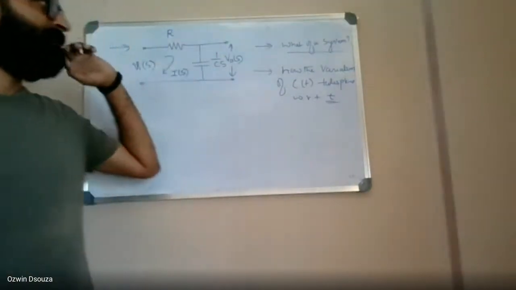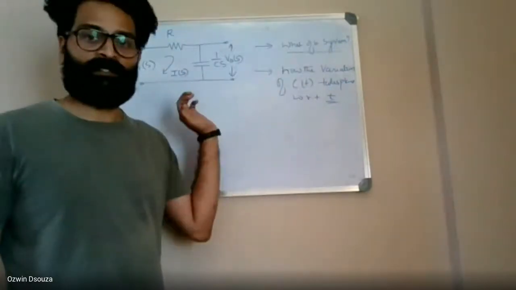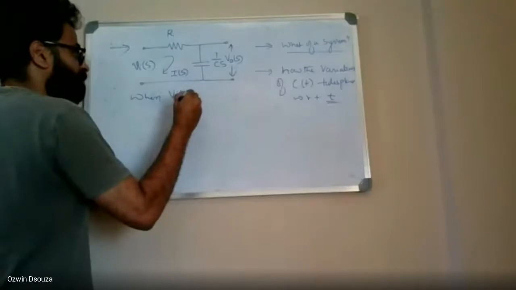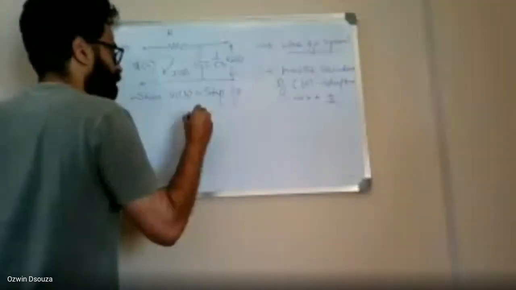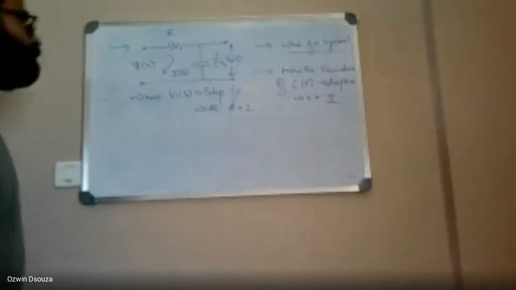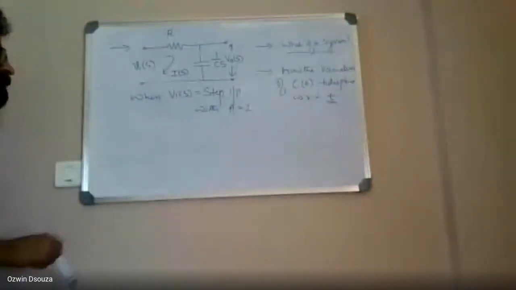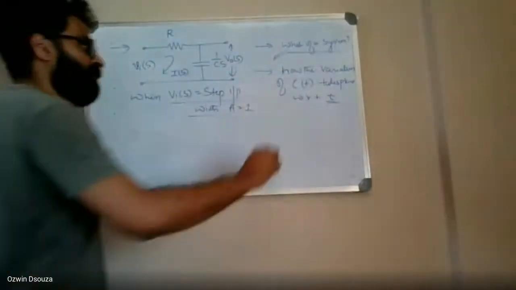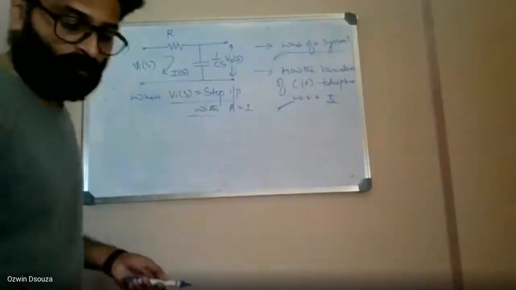All right. So these are the objectives. You need to determine the type of a system. The input Vi of t is a step input with amplitude 1, that means to say a unit step function. So you have a single RC network excited by a step input, and you are supposed to find the type of the system, and also determine the variation of output with respect to time.